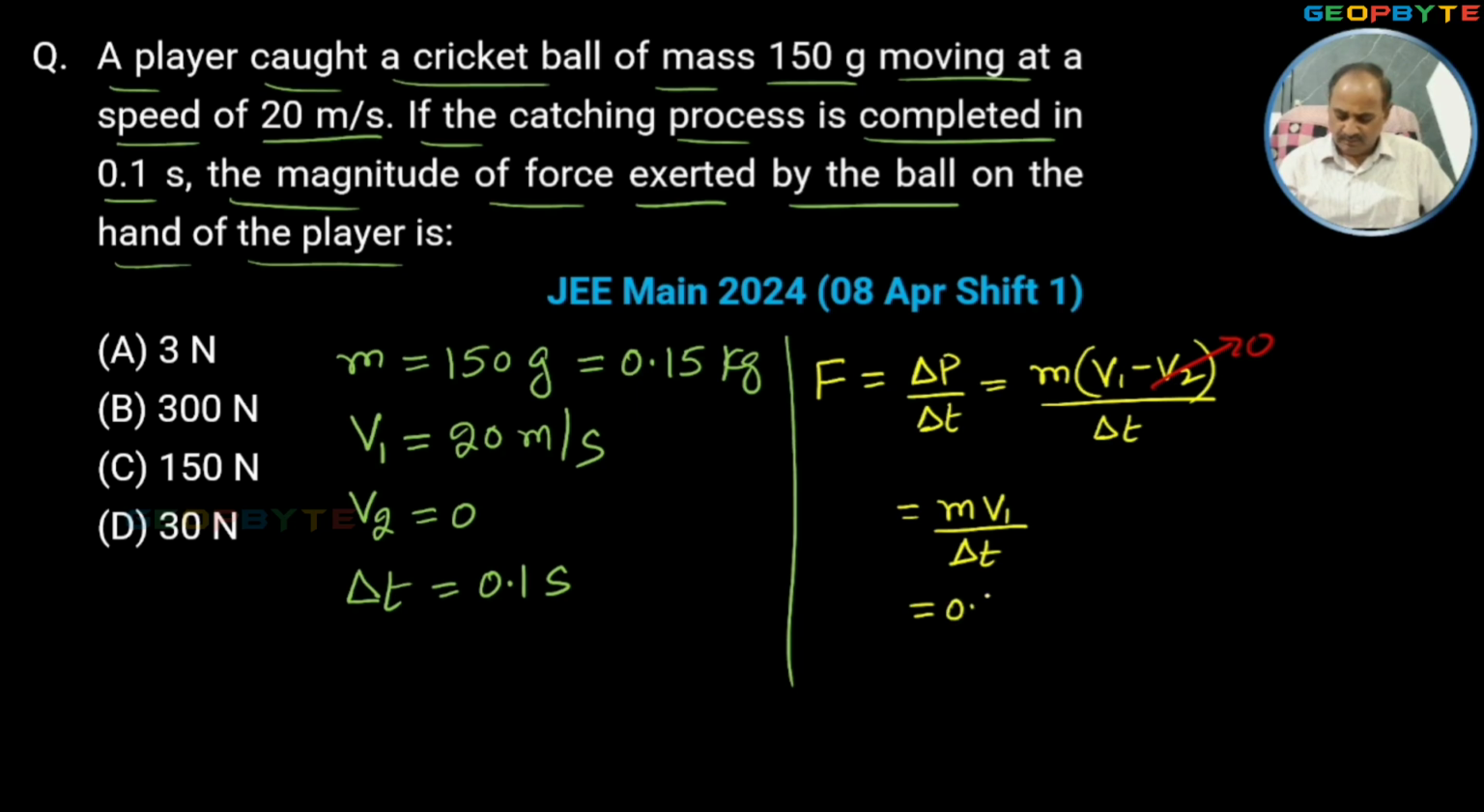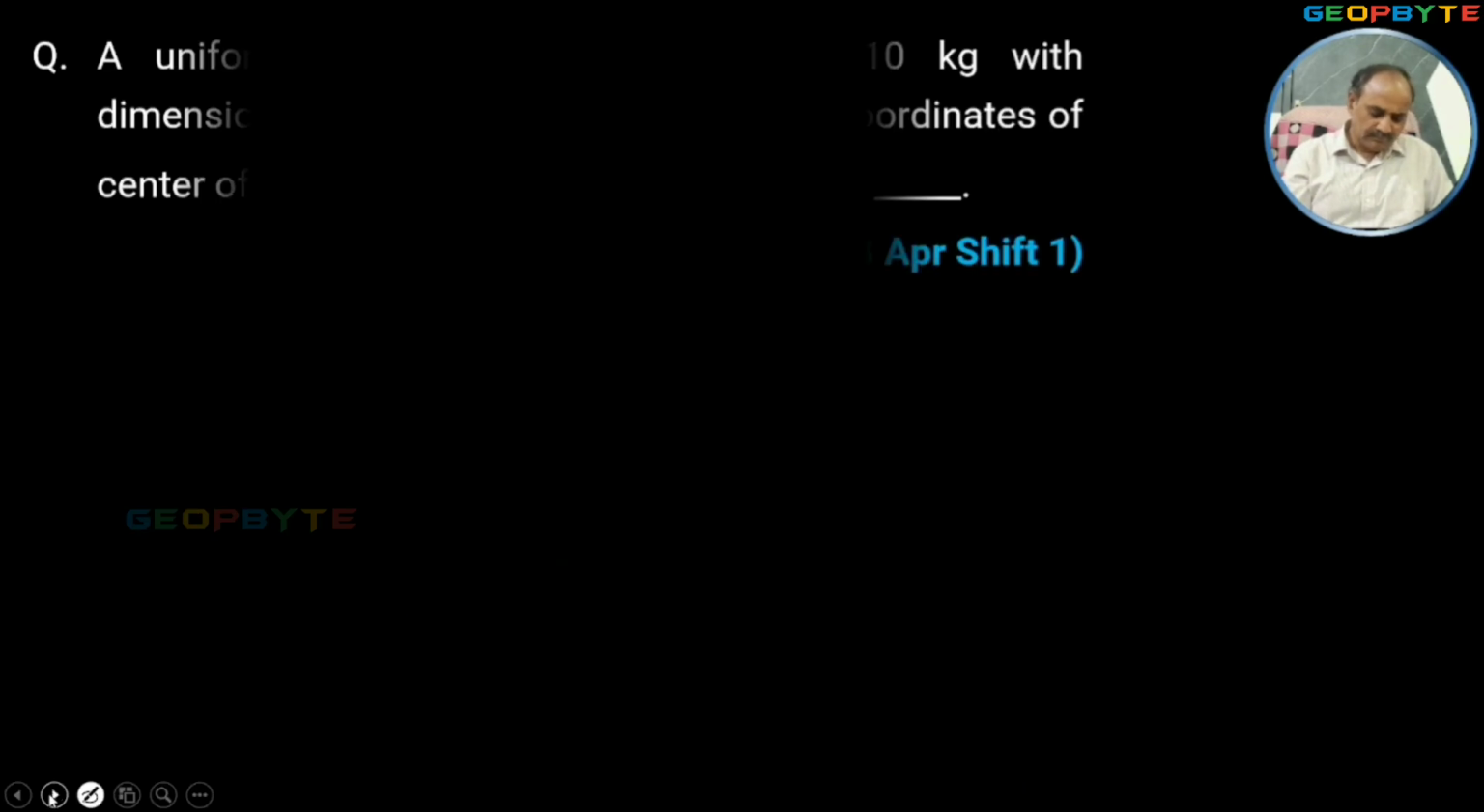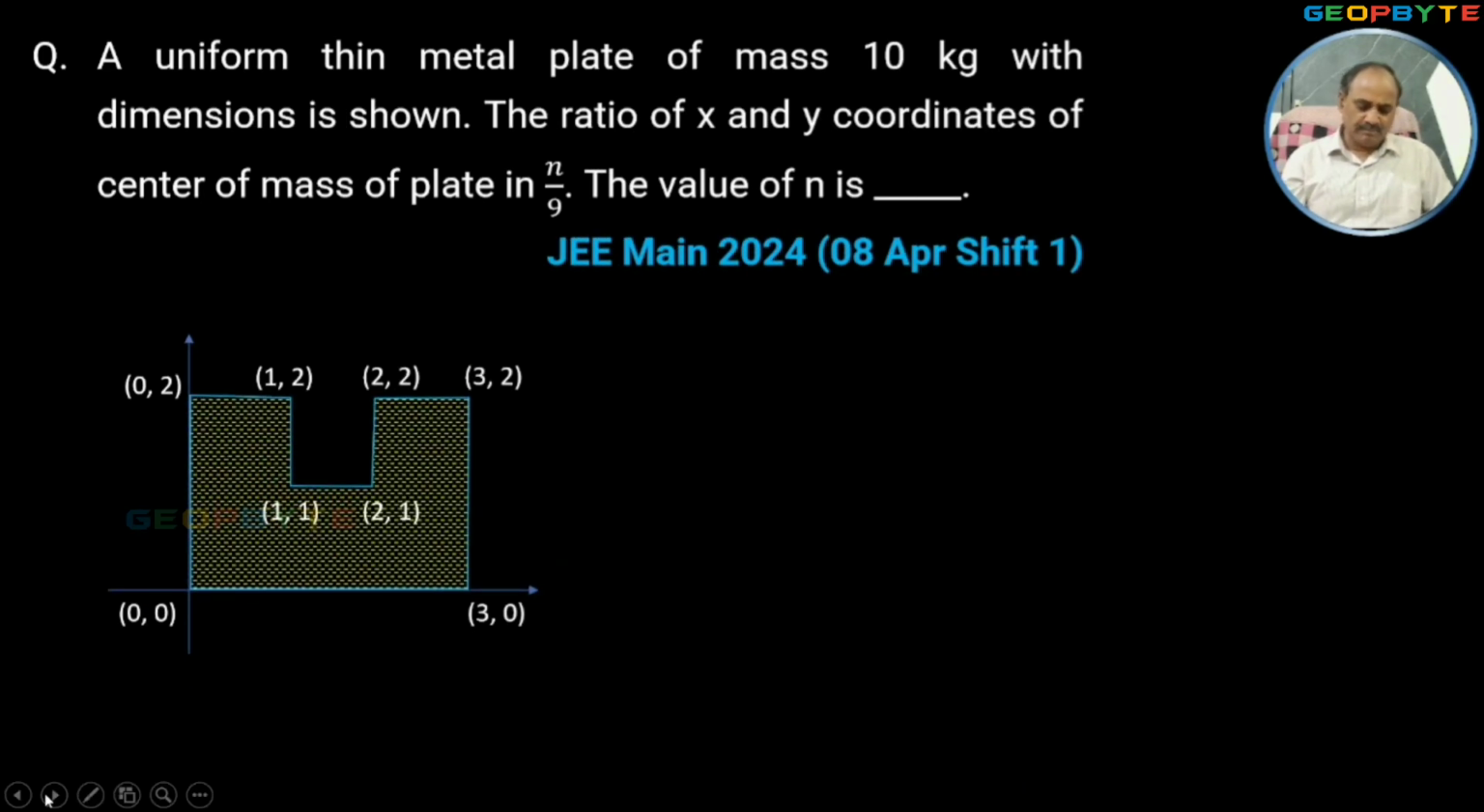Mass equal to 0.15 kg. Velocity is 20 divided by 0.1 second. You simplify this. 0.15 into 20, 3 divided by 0.1 equal to 30 newtons. That is the magnitude of the force transmitting from ball to hands of the player while he is catching the ball. Okay, understood clearly? Look at the options. Option D is absolutely correct. Okay. Similarly, look at another important problem.